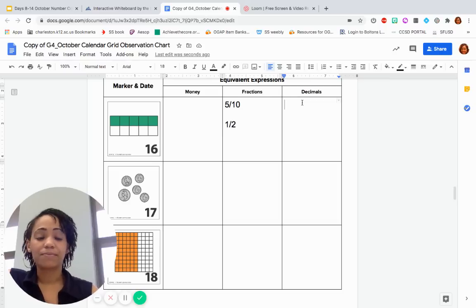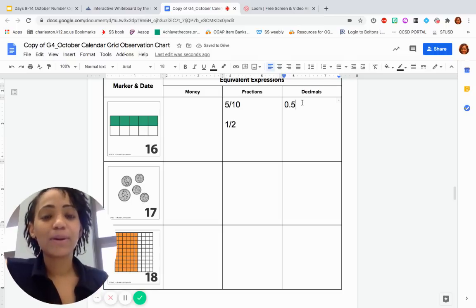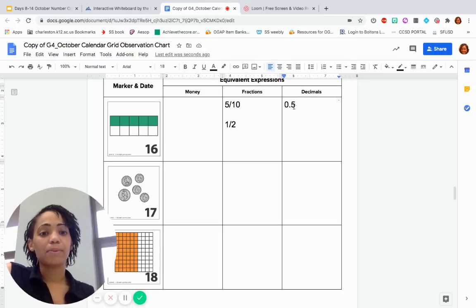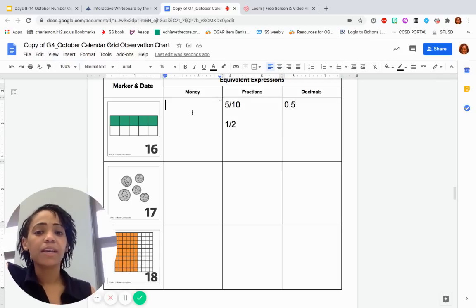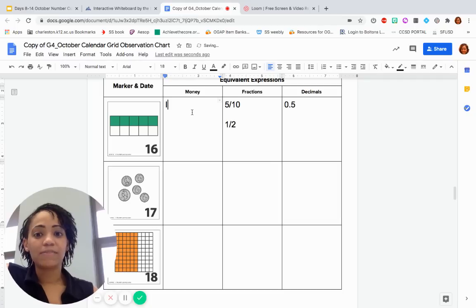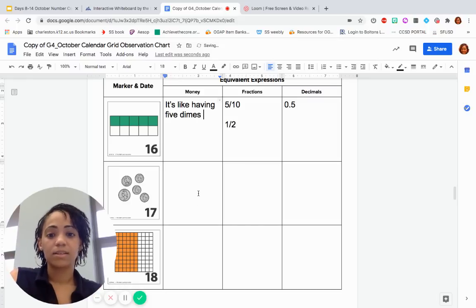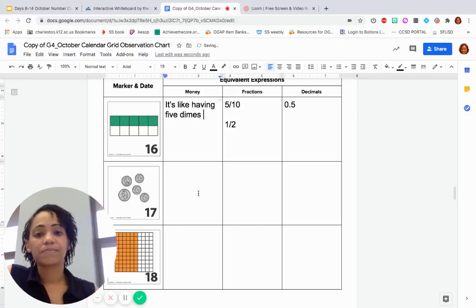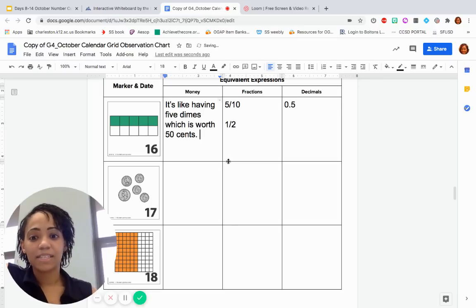So how do we write that as a decimal? You got it. 0.5, because that represents 5 tenths. All right, so let's think about 5 tenths in terms of money. How is it like money? Good, it's like having 5 dimes. You're right. Right, and what is 5 dimes worth? Yeah, 50 cents. Good job. Now let's look at the 17th.